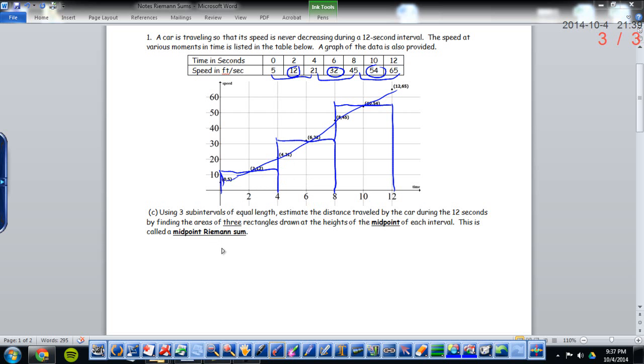All right, so now I just need to add up the areas of those 3 rectangles. Once again, each of my rectangles has a length of 4, and then the heights of these rectangles are 12, 32, and 54. And if you type that into your calculator, you get 392. So the car traveled 392 feet by this estimate. And if you didn't have the graph, then you could just mark your intervals on your table and then pick the midpoints of each of those intervals.